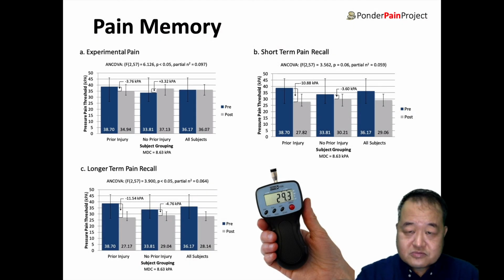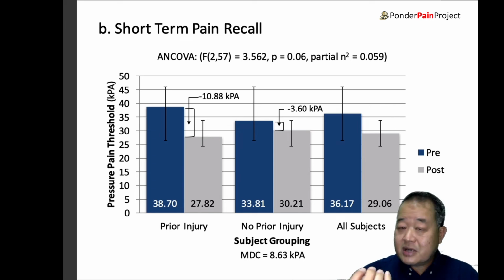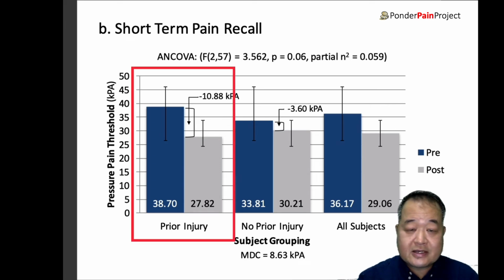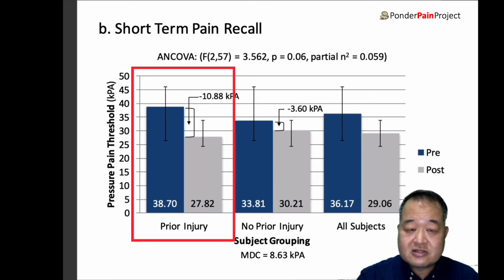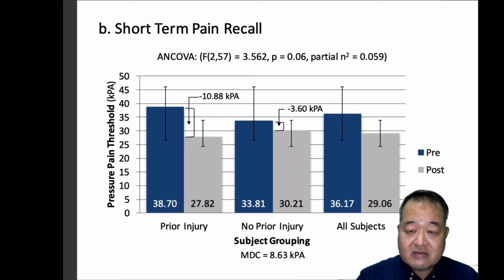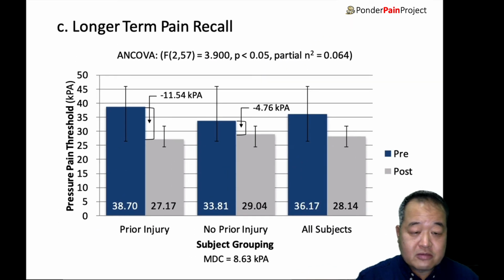Now it's interesting. If we asked them to recall their pain after about 5 minutes, what we found is that in people with prior history of injury, their response was actually quite a bit more dramatic than the actual experimental pain. You could see how much that dropped. It dropped 10 kilopascals as opposed to the 3 that we can see experienced with the actual experimental pain. But what about people who've experienced it long term? Can those pains that we've experienced long term in the past still impact our patients? Well, look at the long term memory results.